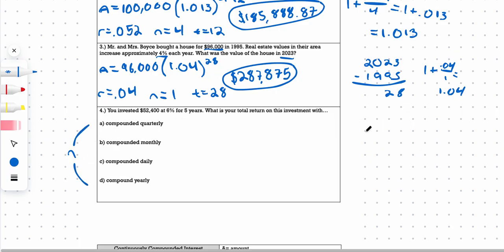So let's create a sort of a base equation here. Let's create, or actually I'm not going to use Y, I'm going to use A. A equals, well, what's our starting value? 52,400.